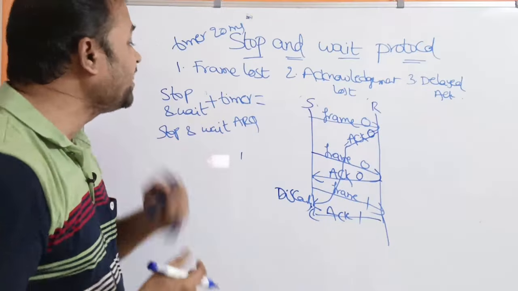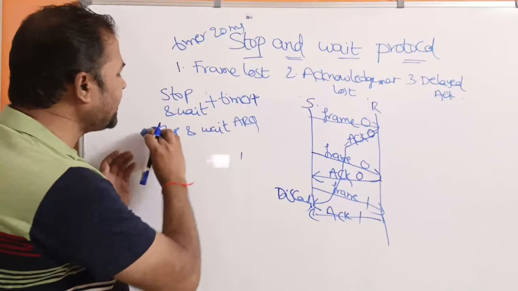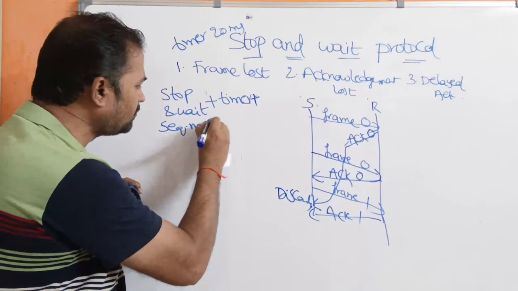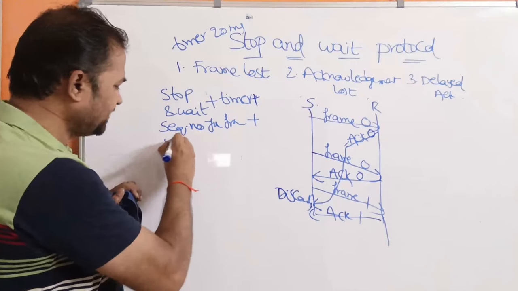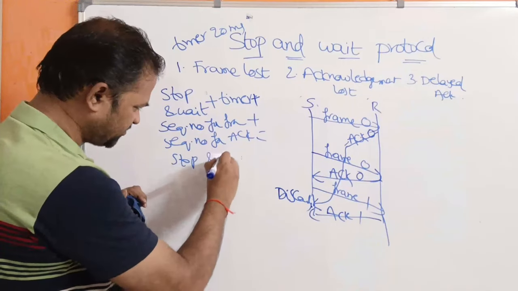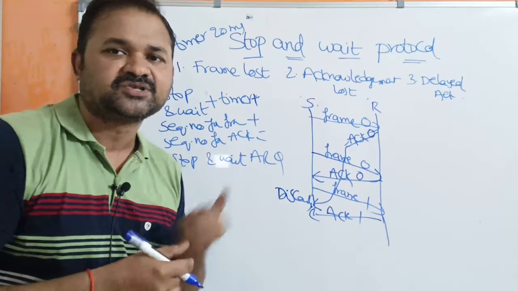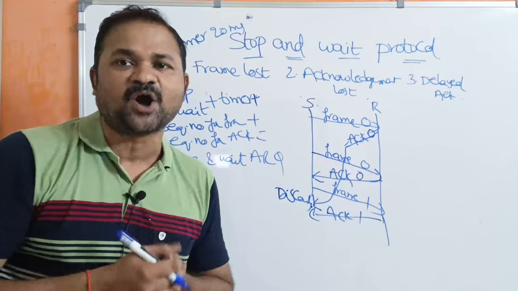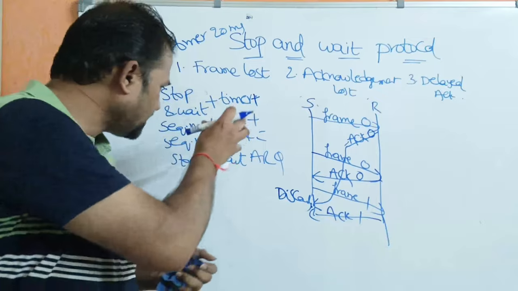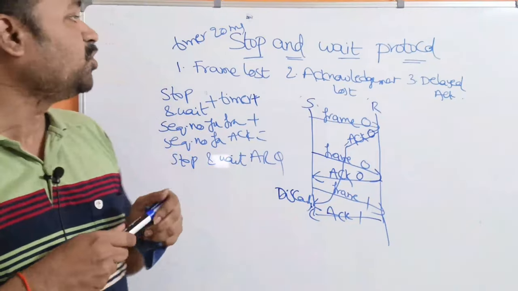So for the stop and wait protocol, what are we doing? We are adding a timer, as well as a sequence number for the frame, as well as a sequence number for the acknowledgement. So this is called stop and wait ARQ, stop and wait automatic repeat request. Stop and wait automatic repeat request means it is a combination of stop and wait, as well as a timer and sequence numbers, which will be added to the frame as well as to the acknowledgement also. So this is about the stop and wait protocol.